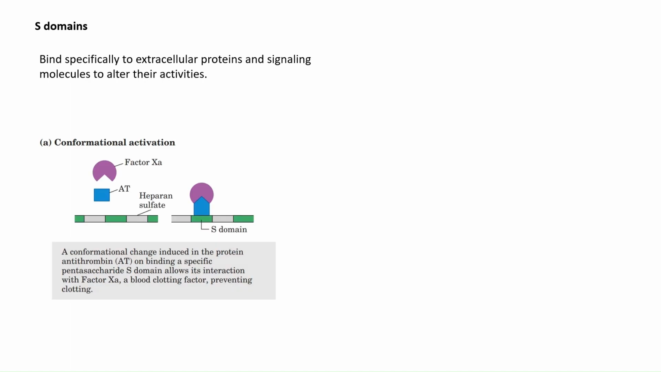What does this mean? You see the green one is the S domain. AT is antithrombin. First the antithrombin binds with the S domain, due to which the conformation of the antithrombin changes in such a way that it can bind with factor Xa. And hence the process of blood coagulation can start. So this is one way by which the S domain alters the activity of the extracellular factor.